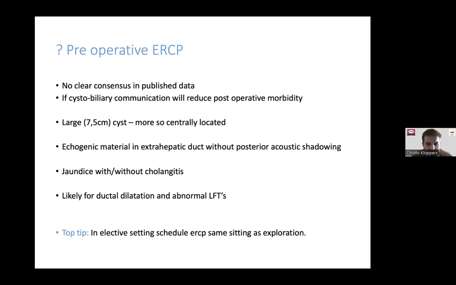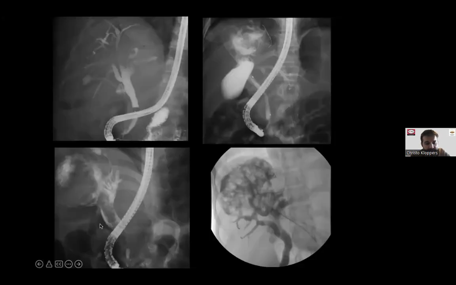If there's jaundice, that's a no-brainer. If there's cholangitis, even more so. And we tend to do it, like the picture you saw in the beginning, if there's central ductal dilatation and abnormal LFTs in the non-jaundiced patient. So we tend to be fairly liberal with preoperative ERCPs.